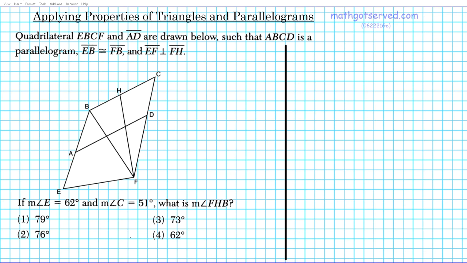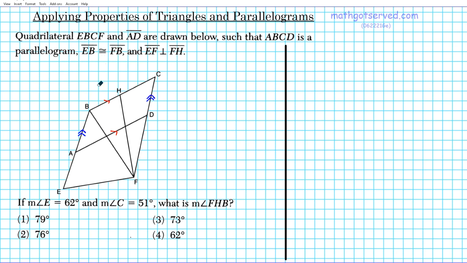Alright, so let's go ahead and populate the diagram with the information that we are given. First of all, we're told that ABCD is a parallelogram. So this quadrilateral right here is a parallelogram. What do we know about that? Well, that means that opposite sides are parallel. So this side right here is parallel to this side, and this side right here is parallel to this side right here.